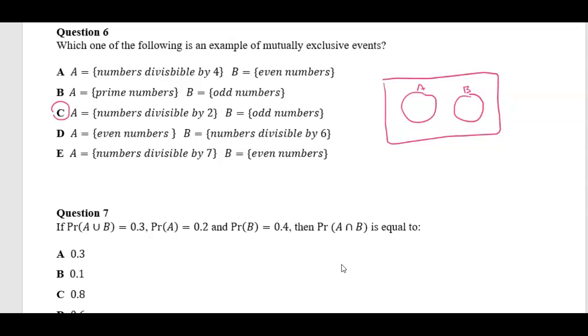Even numbers and numbers divisible by 6. So if it's divisible by 6, it's definitely even, because 6 is also even. And numbers divisible by 7 and even numbers. So the number 14 is divisible by 7 and is also even. So the correct answer for that one is C.